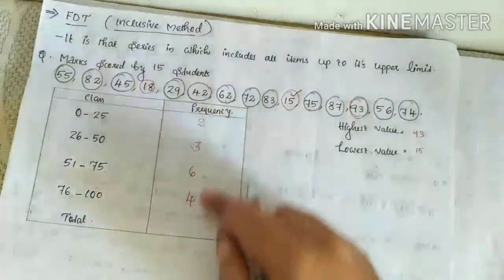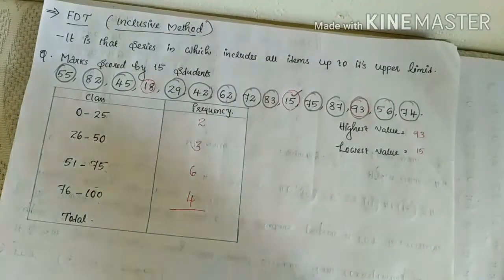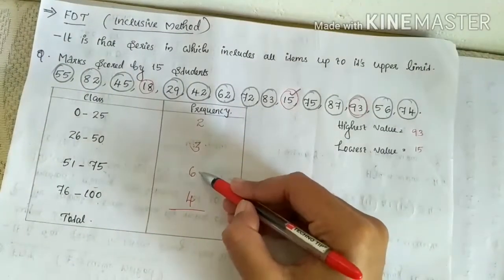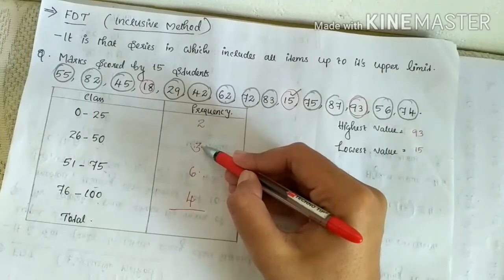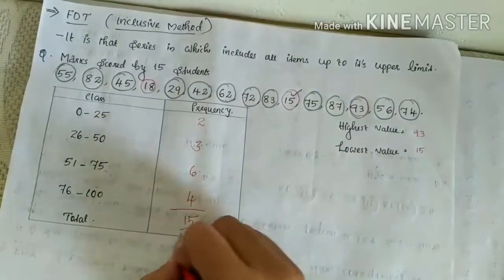After finding out the frequencies of each class, the next step is to calculate the total of the frequency. Here 4 plus 6, 10, 10 plus 3, 13, 13 plus 2, 15. So the total of the frequency is 15.